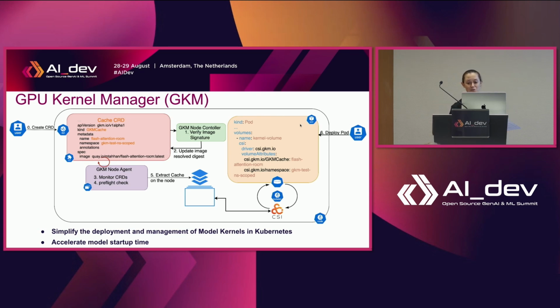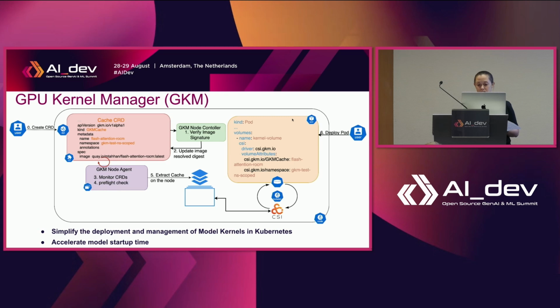So the actual real work starts when somebody goes to deploy a pod. So let's say someone is deploying a VLLM pod. What they're going to specify at the end of their pod is a special volume. It doesn't matter what the name of that volume is right now, but what's really important here is that it's using this CSI GKM.io driver, and it'll specify the exact cache that it wants to load, so the flash attention ROCm cache.